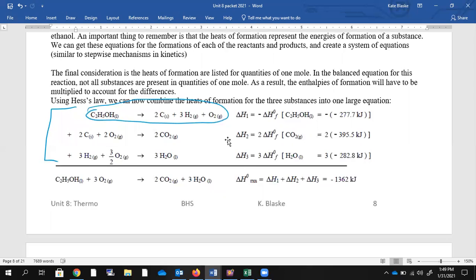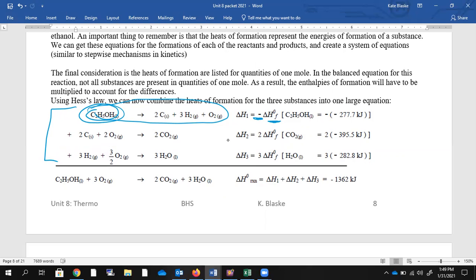But this time we're actually taking this reaction and flipping it because I want that ethanol to be a reactant. So the heat for this whole reaction, or the delta H for this reaction, is the inverse of my heat of formation for this reaction. So by flipping that equation, I have flipped the sign of my delta H.